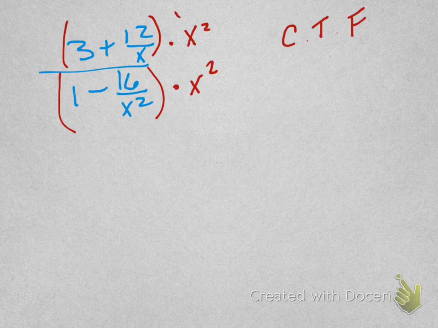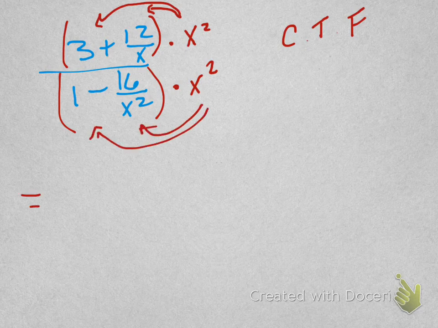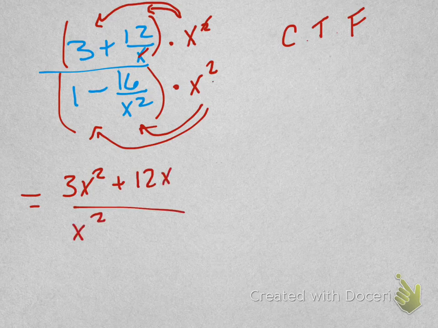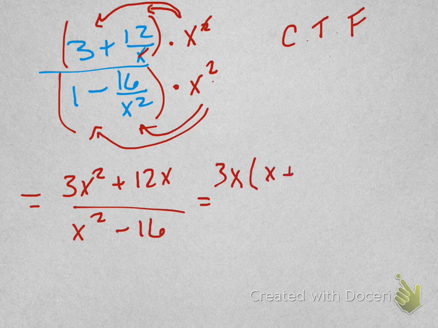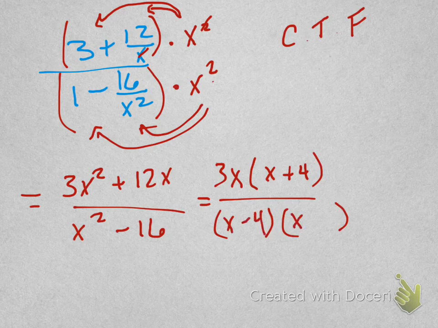Watch what happens. I'm going to distribute this x squared into here and into here, and tell me what I'm going to get. 3x squared. One of the x's is going to cancel with this one, so it's going to be 12x. x squared minus 16. That looks like a much easier problem now, doesn't it? Now I factor a 3x out of the top, and I get x plus 4. The bottom factors by difference of perfect squares. And now I can cancel, done. 3x over x minus 4.